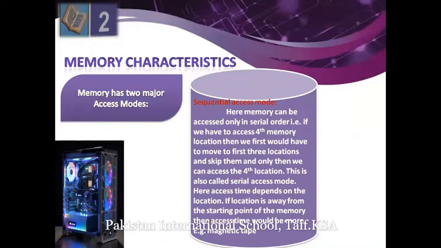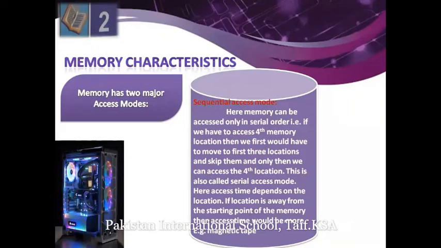In sequential access mode, memory can be accessed only in serial order. If we have to access the fourth memory location, then we first would have to move through the first three locations and skip them, and only then can we access the fourth location. This is also called serial access mode. Here access time depends on the location. If the location is away from the starting point of the memory, then access time would be more.